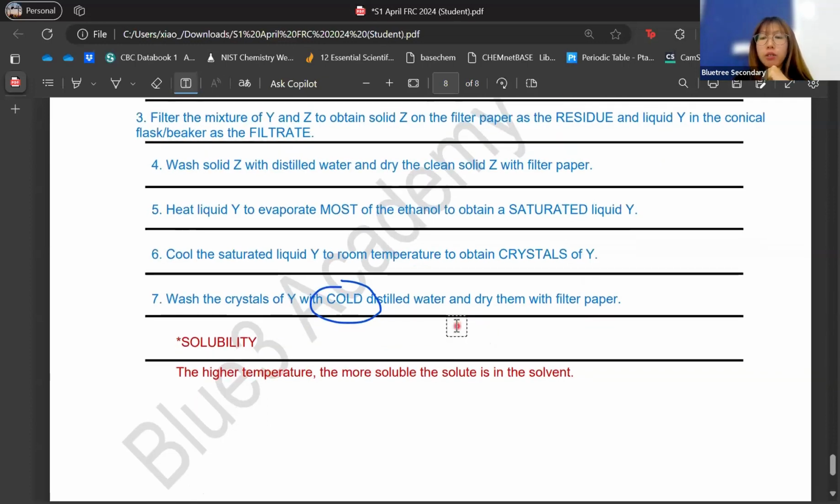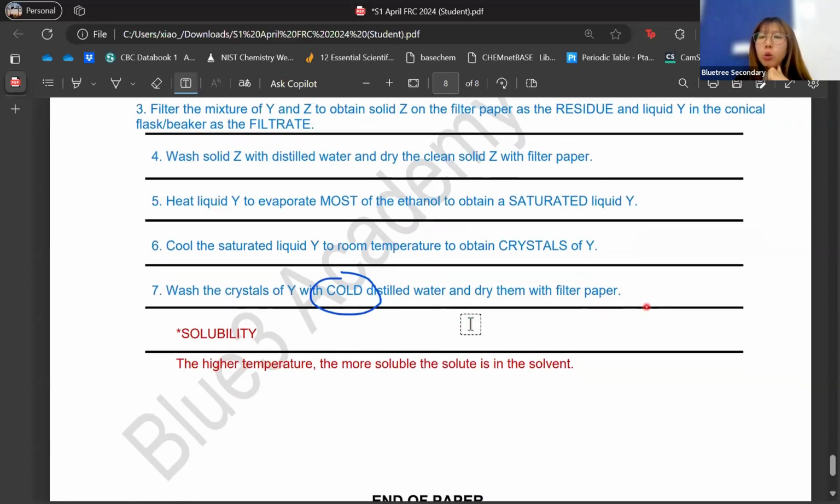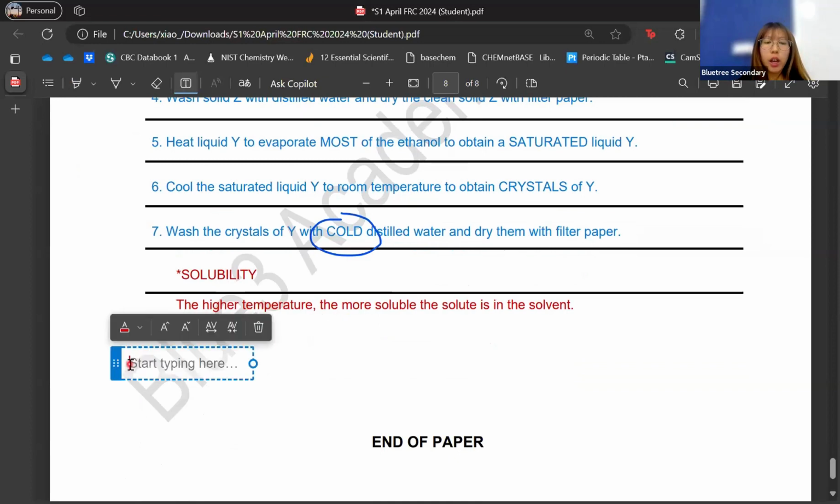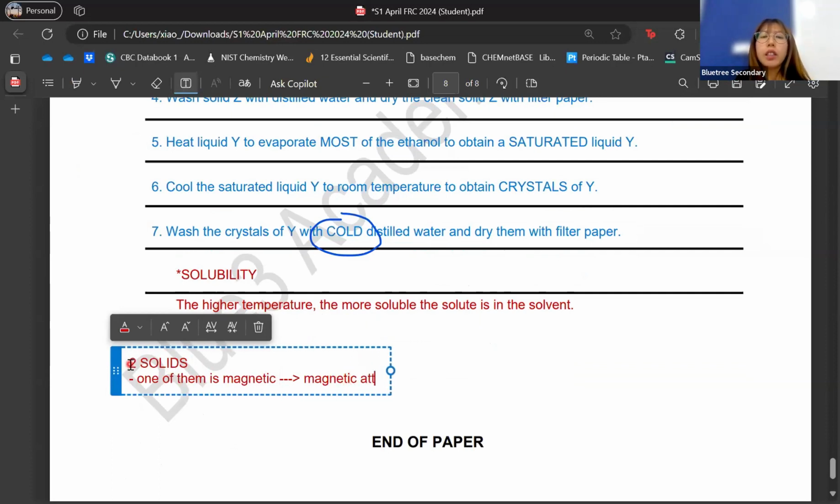Jenny also asked a very good question. How do we separate two liquids or solids? If you have two solids, you need to check if one of them is magnetic. Because Jenny, if one of them is magnetic, you immediately perform magnetic attraction to attract the magnetic solid and leave behind the non-magnetic solid.